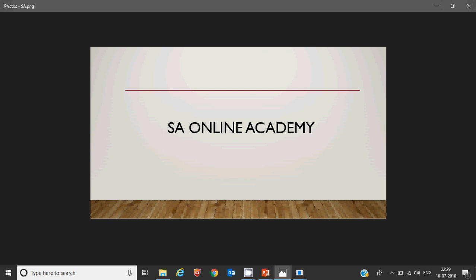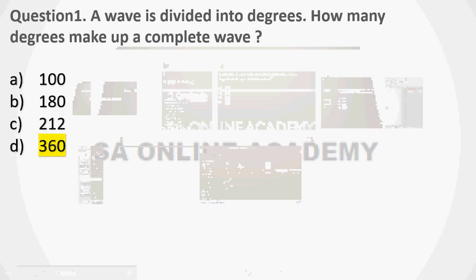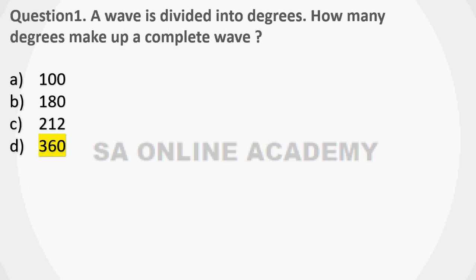First of all, let's discuss the previous session quiz questions. I hope you must have chosen the correct options. Let's see. First question is, a wave is divided into degrees. How many degrees make up a complete wave? As a circle is 360 degrees, the same is applicable here. So it's 360 degrees.